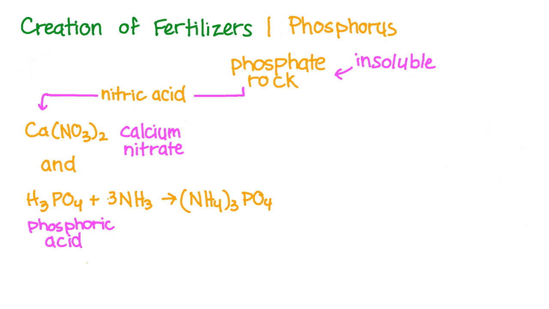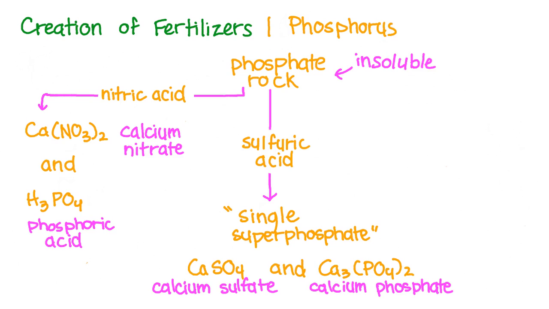This particular reaction is convenient for the creation of fertilizers because we end up with something that contains both nitrogen and phosphorus. So if we wanted an NPK fertilizer, all we need to add is some potassium-containing salt.